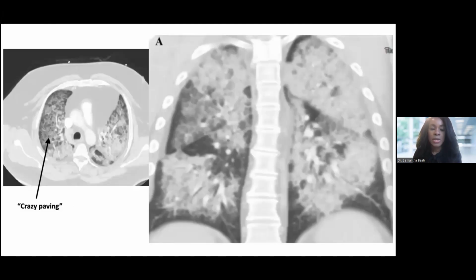Okay, so these are the radiographic findings for pulmonary alveolar proteinosis. They call it crazy paving, where you almost see the tissue in the interstitium, and then there almost looks like normal lung in between, with tissue around the lobar. And then you can also have these consolidative changes that you can see diffusely around both upper and lower lobes of the lungs.